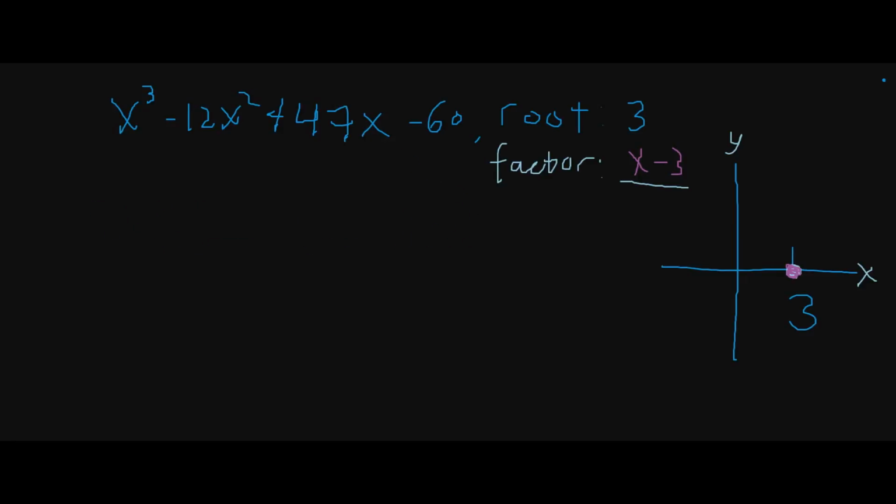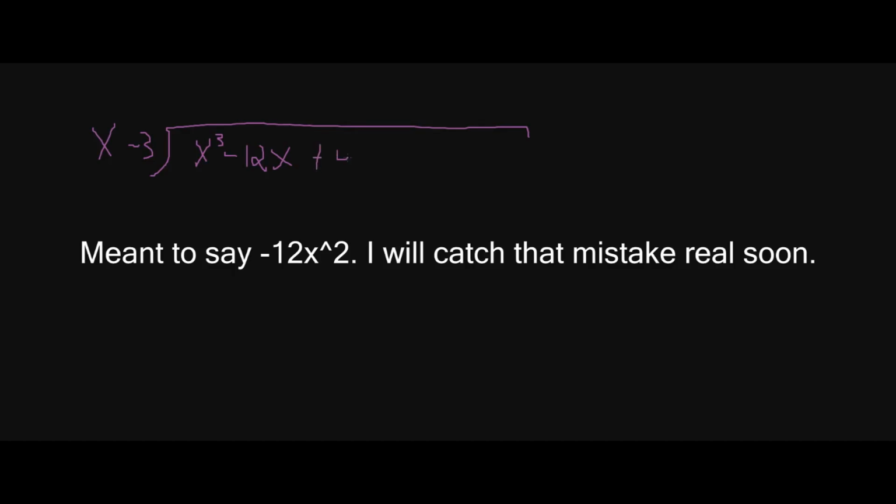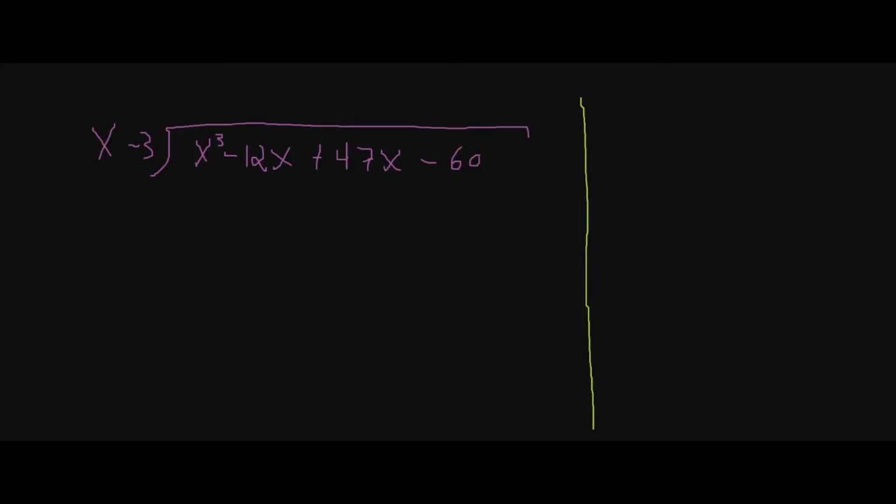Since we know what the factor is now, we're going to set it up. I'm just going to scroll down so that we have an adequate amount of space to work with. So we're going to get x minus 3, and we're going to put the original equation, x to the third power minus 12x plus 47x minus 60. All right, and I'm going to put this little arrow here, and I'll show you why.